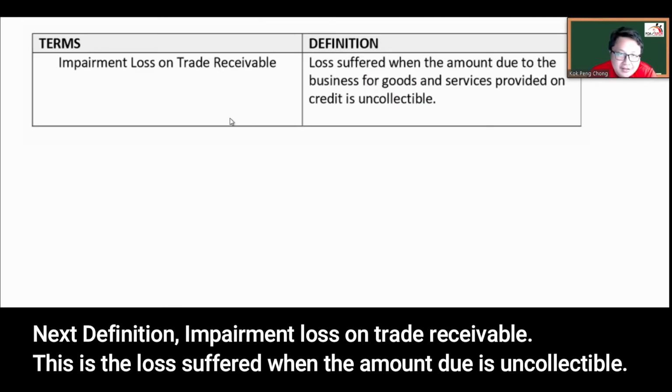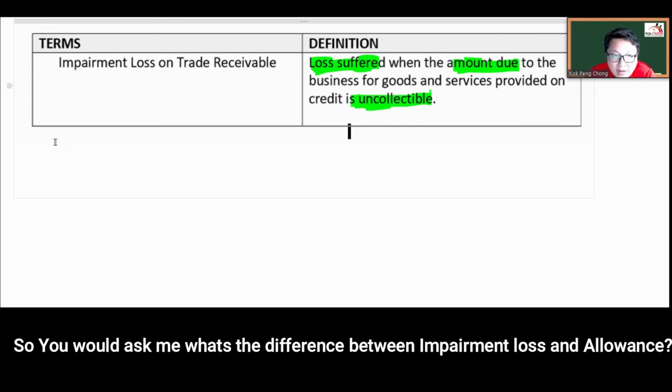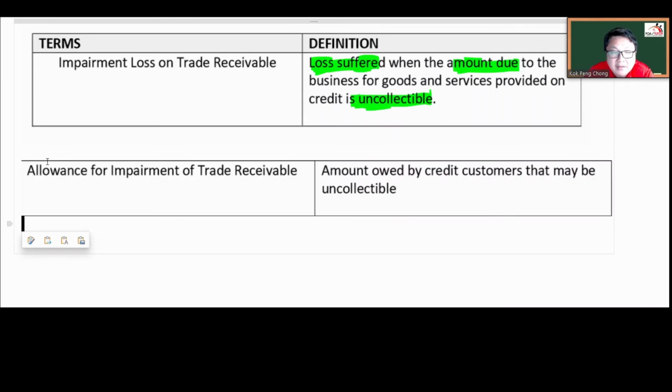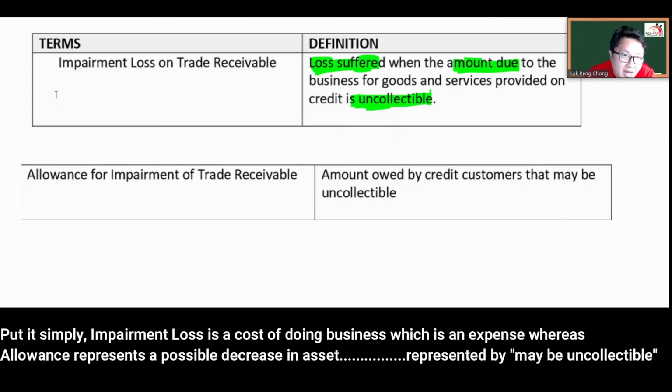Next definition, impairment loss on trade receivable. This is the loss suffered when the amount due is uncollectible. So you will ask me, what is the difference between this impairment loss and allowance? Let me paste the definition of allowance here. Put it simply, impairment loss on trade receivable is a cost of doing business, which is an expense. Let me highlight it in green.